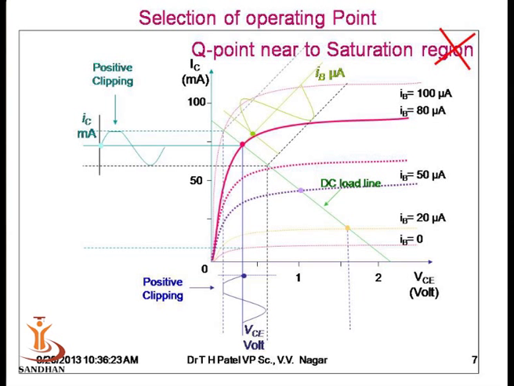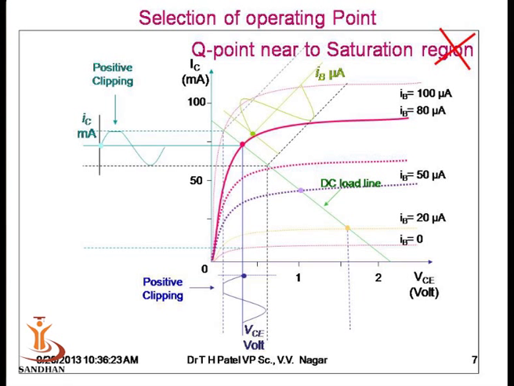We start with the first case. Suppose the Q point or operating point is near the saturation region. In that case, the input signal IB can be projected as can be seen in this slide. Now, when the operating point is near the saturation region, the input current IB gives the corresponding collector current as well as the collector voltage. If you look carefully in the slide, you will find that the output current, that is collector current, is not flowing for that part of the input current.